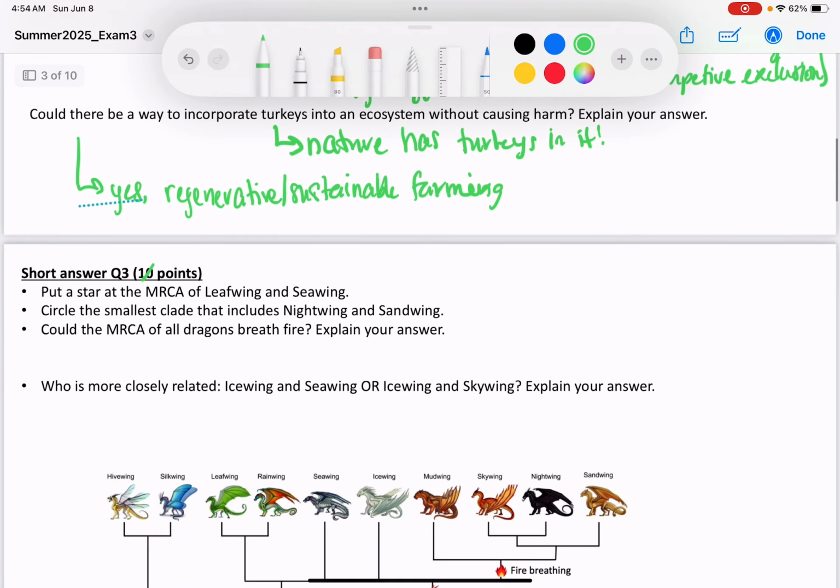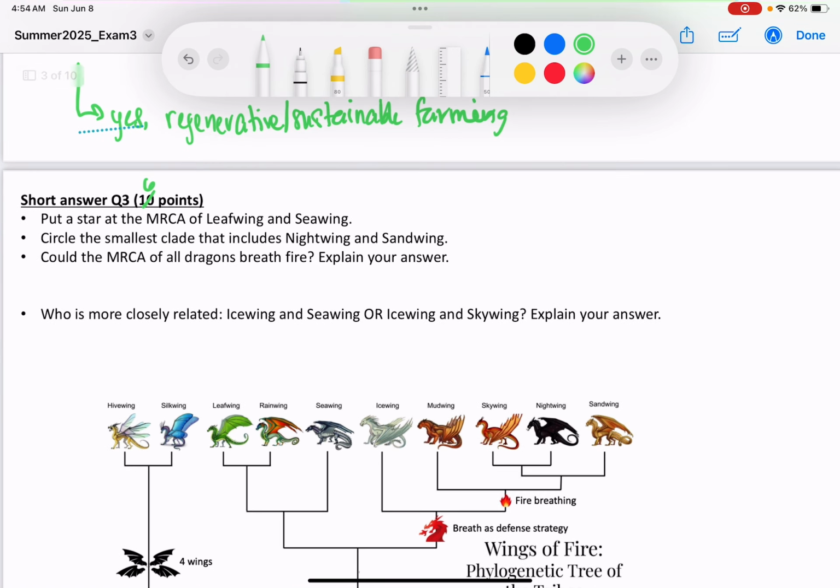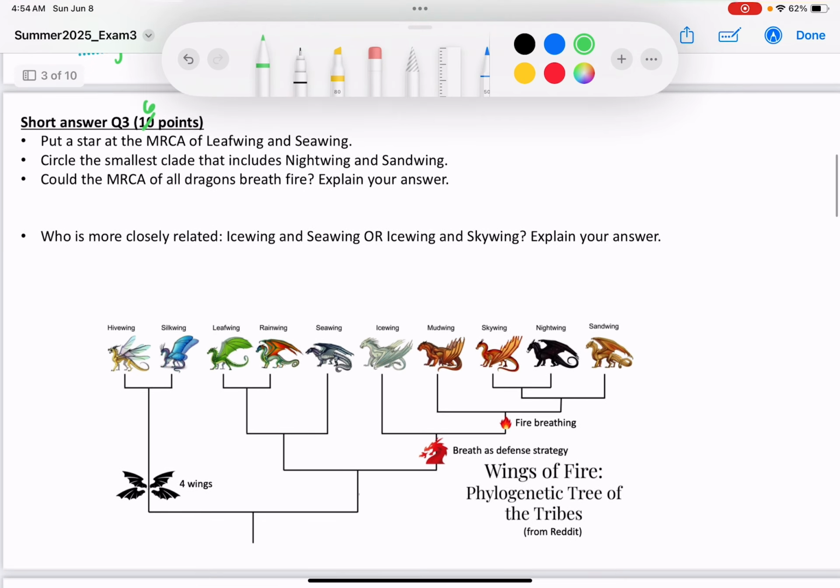So the next one, this actually is only 6 points. I'm working off of an old draft. Okay. So put a star at the most recent common ancestor of leafwing and seawing. A star at the most recent common ancestor of leafwing and seawing is right there, right? So that's where we connect the two together.